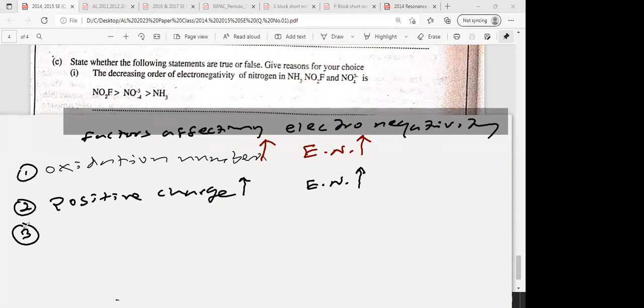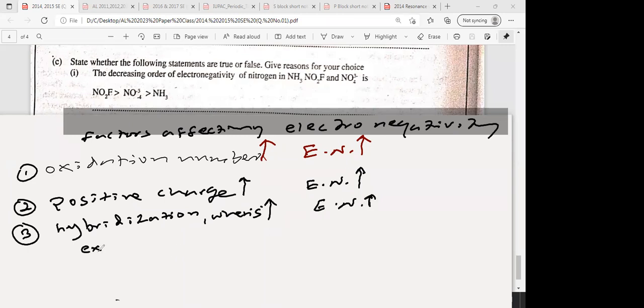Third factor that affects the electronegativity: hybridization. In the case of hybridization, when the S character increases, electronegativity increases. For example, you can write here, sp hybridization, what is the S character?